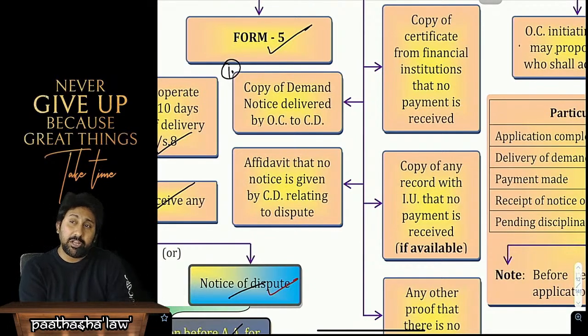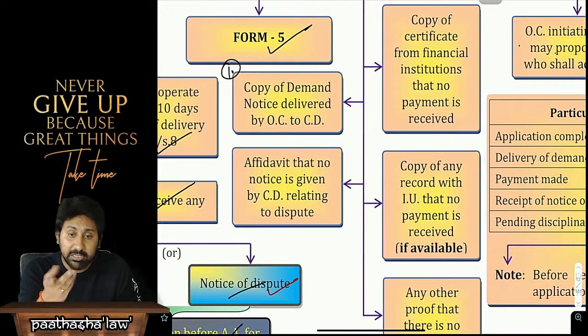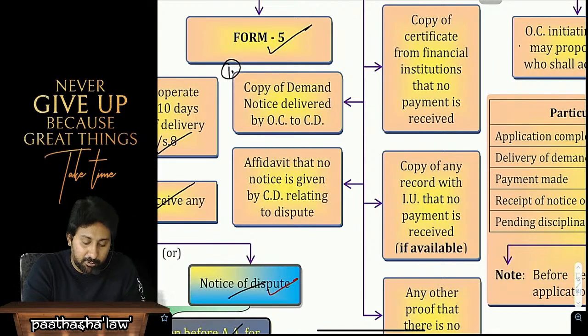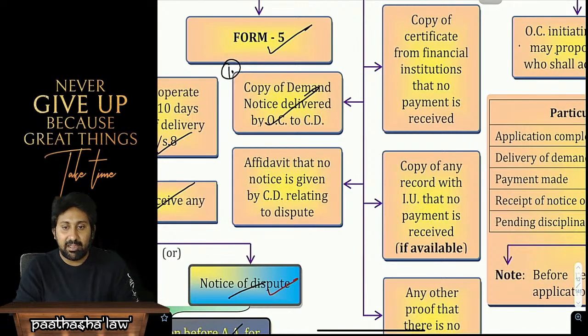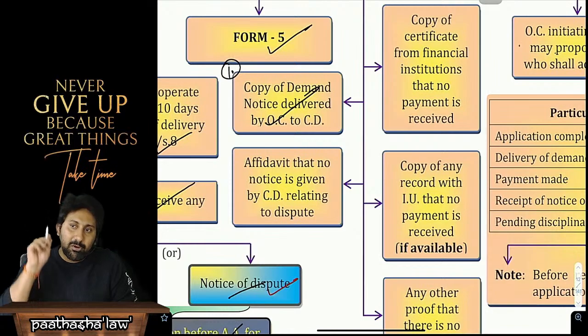First thing, what notice have you given? Demand notice. Who has given? The operational creditor. Which notice would they have given? Demand notice. What is the proof? Therefore, first send me the proof of demand notice. Very good. Next one, demand notice is received.